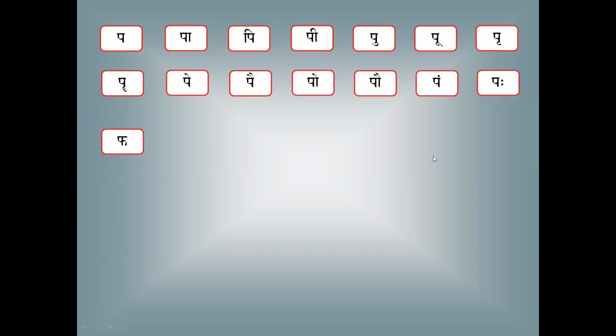Pha. What is the difference between the first pa and the second one? The first is Alpaprana, the second is Mahaprana. So you show the difference by saying pa, pha. For Mahaprana, you have to emphasize when you utter that consonant; more air is breathed out. Mahaprana means some people think that it is long. It is not long. The short and the long is because of the vowels. Consonants cannot be short or long. Without a vowel, it cannot be pronounced, so what to talk of short or long? It can be only Alpaprana or Mahaprana.